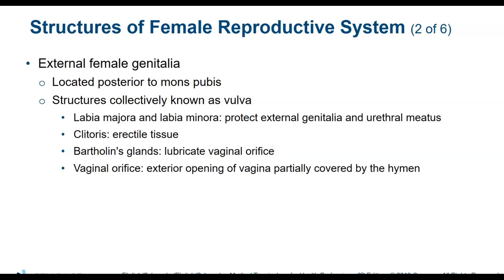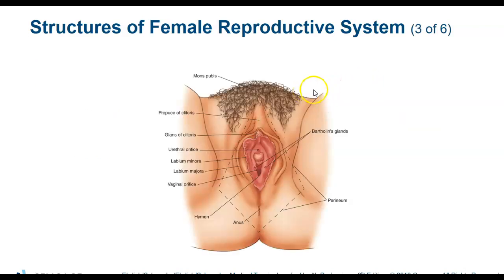The Bartholin's glands help lubricate the vaginal orifice, and the vaginal orifice is the exterior opening of the vagina, partially covered by the hymen. And you can see here, the mons pubis is here. You can see the Bartholin's glands, the clitoris, the labia majora and the labia minora, all there.